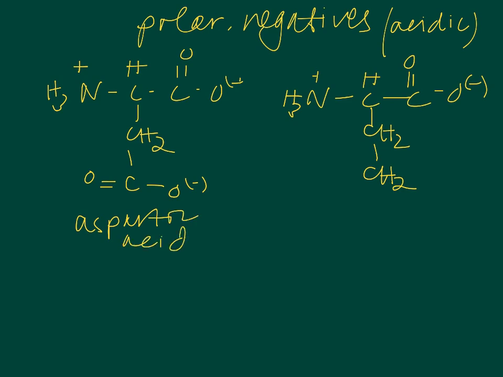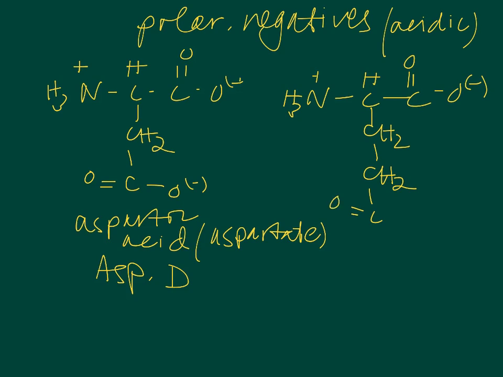acid. Remember, the ic acid also could be an ate. So sometimes people also call this aspartate. 3-letter code ASP, 1-letter code D, no idea why. Over here for the second one, instead of glutamine being the amide at the end, it's again a carboxylic acid, and we call this glutamic acid. Glutamic acid, also known as glutamate.